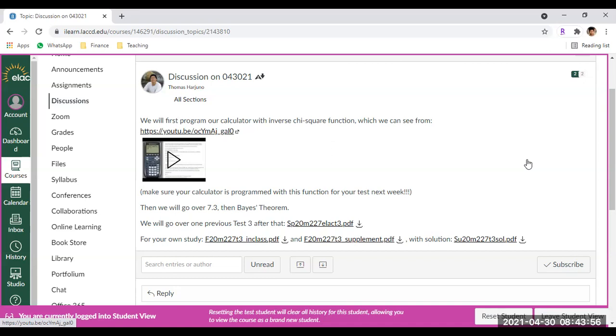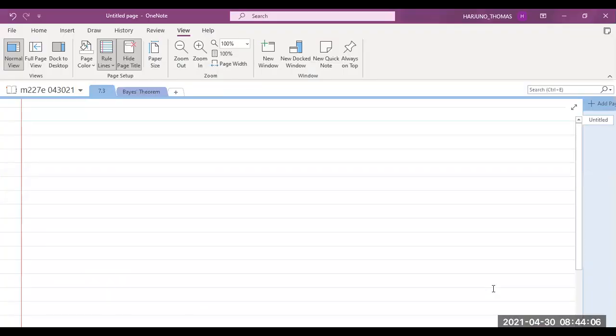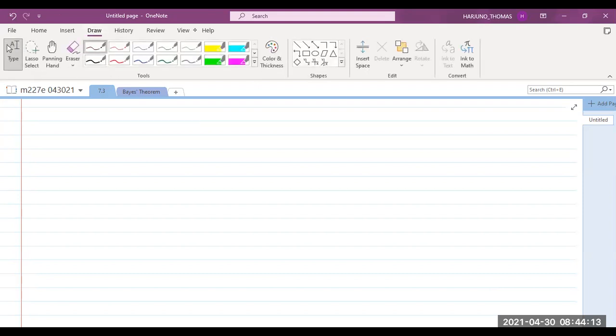Now, can I assume that you're already done with this programming? If you are, then I go on with 7.3. In this section, we will construct confidence intervals for population variance.